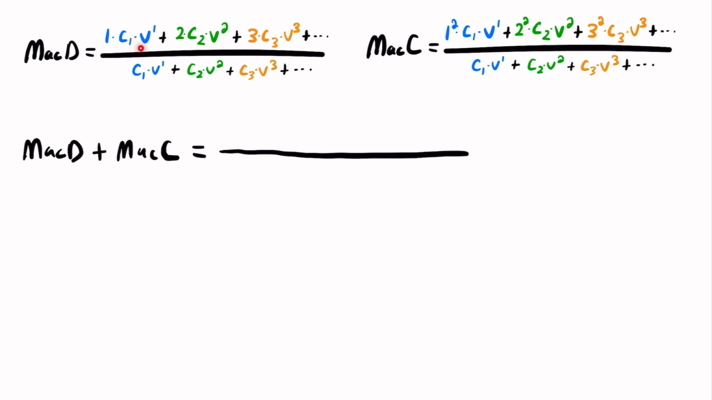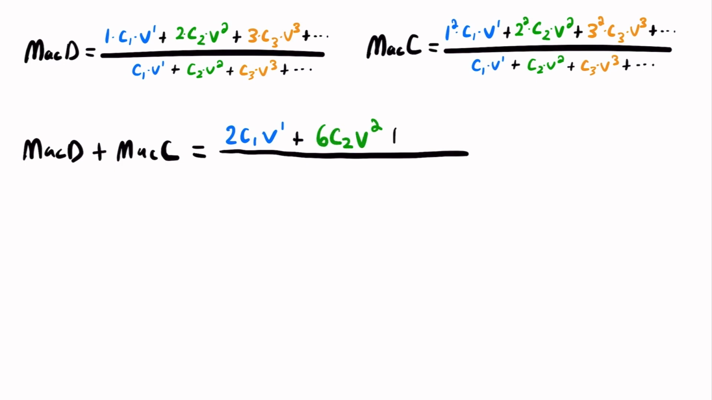If we add 1 times c sub 1 times v to 1 squared times c sub 1 times v, we will have 2 times c sub 1 times v to the first power, right? We have 1 c sub 1 and 1 c sub 1, which added together become 2 c sub 1, and they're still multiplied by v to the first power. Then for the next term, we'll have 2 times c sub 2 plus 2 squared times c sub 2. 2 squared is 4, so we have 4c sub 2 and 2c sub 2, which will become 6c sub 2, and then we have v squared.